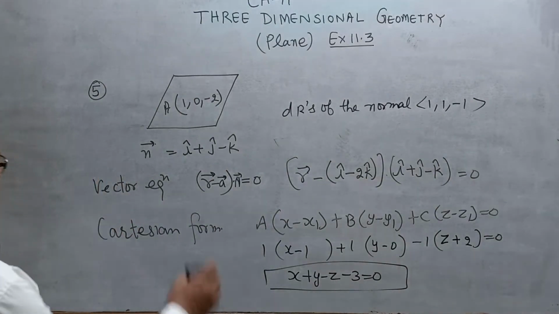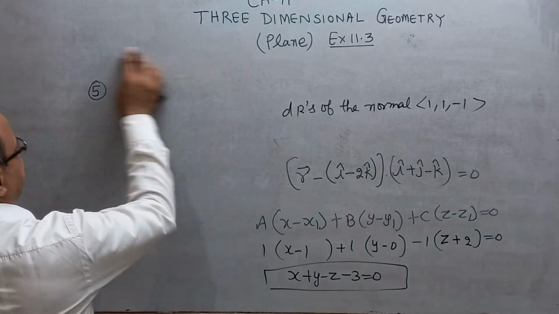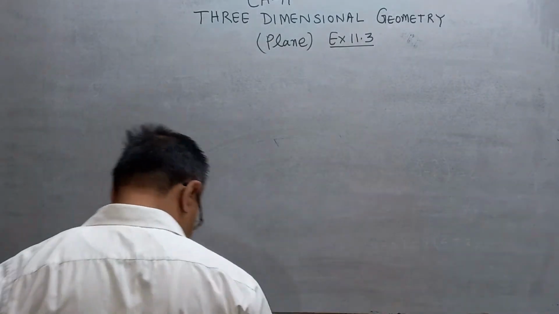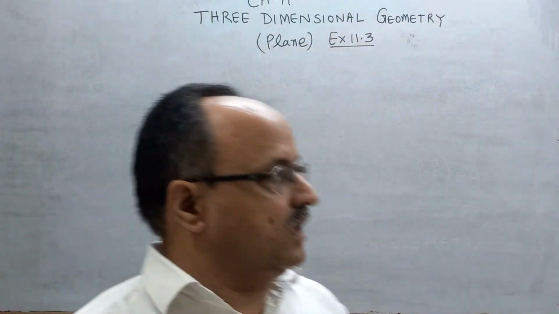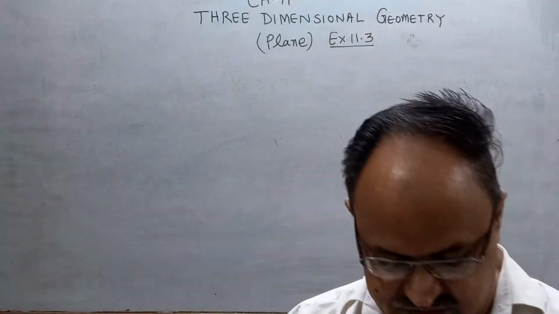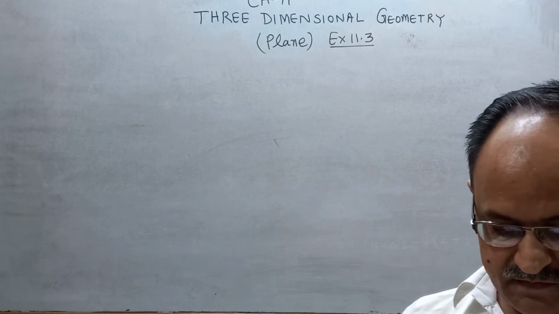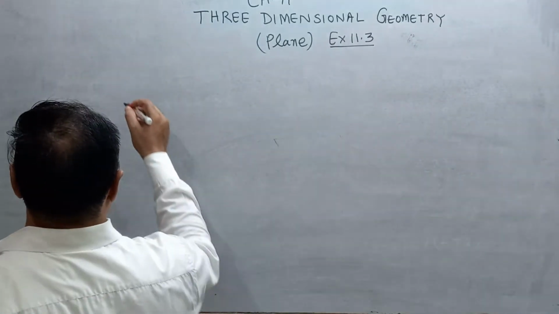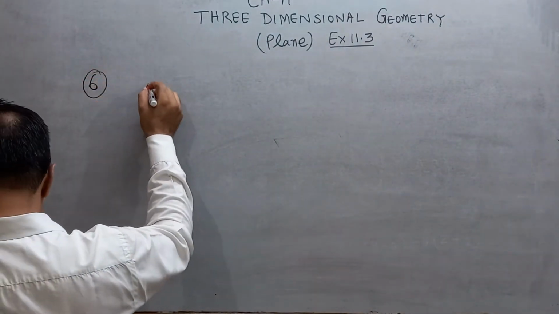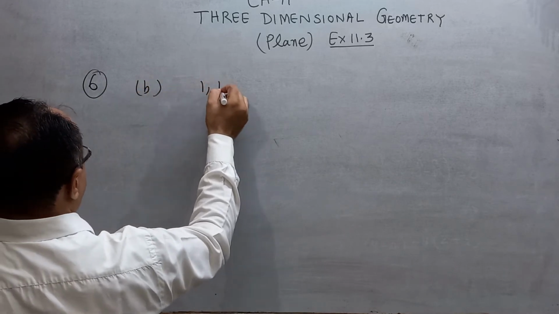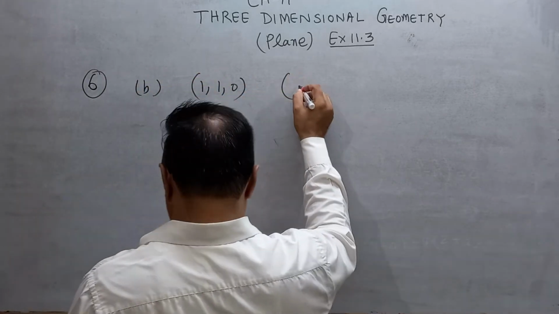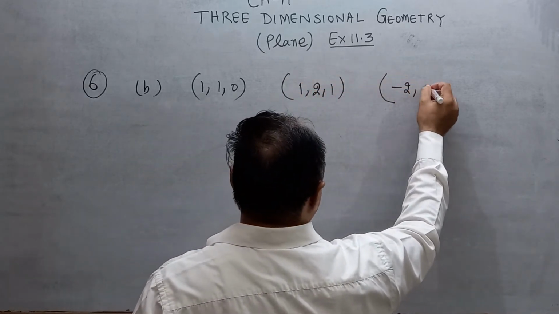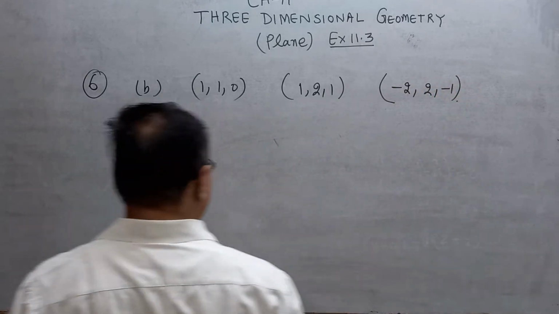Correct? Okay, students. Question number 5 is done. Question number 6: equation of plane passing through three non-collinear points. The points are 1, 1, 0, and the second point 1, 2, 1, and the third point minus 2, 2, minus 1. Okay.